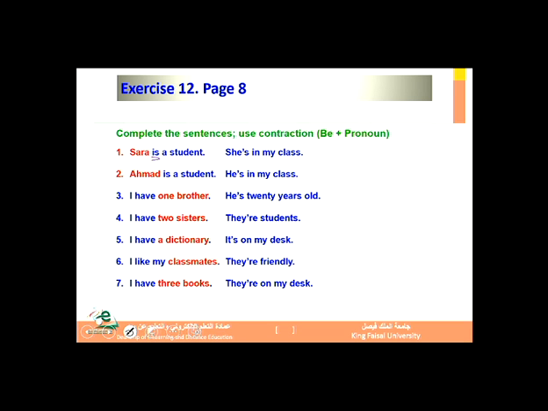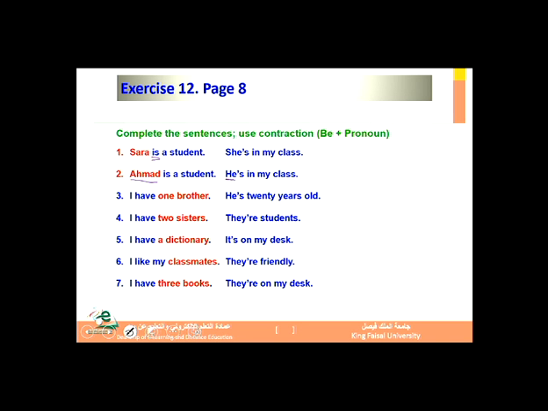What about the second sentence? Ahmed is a singular noun. We replace it by a singular pronoun. We need to contract the pronoun with verb to be. So we don't have to say, he is in my class. We can simply say, he's in my class.